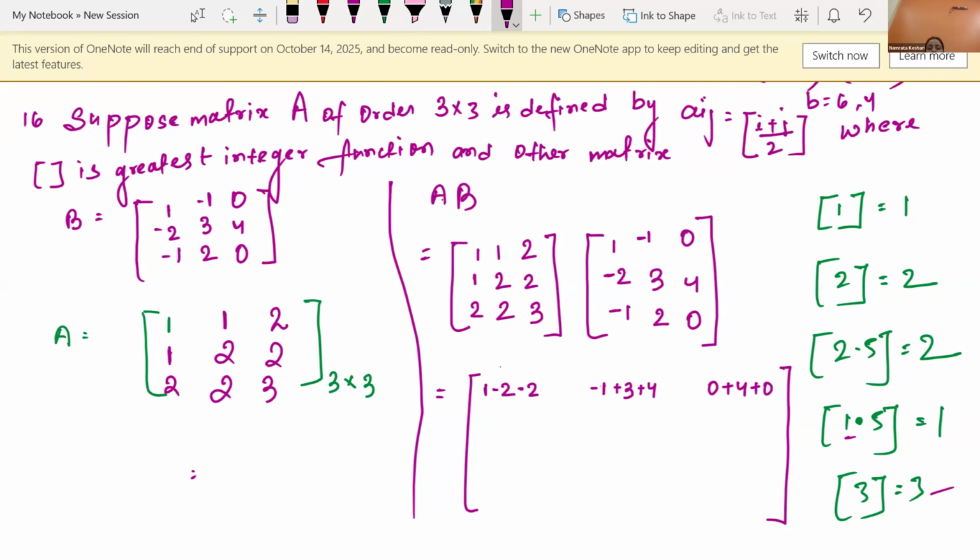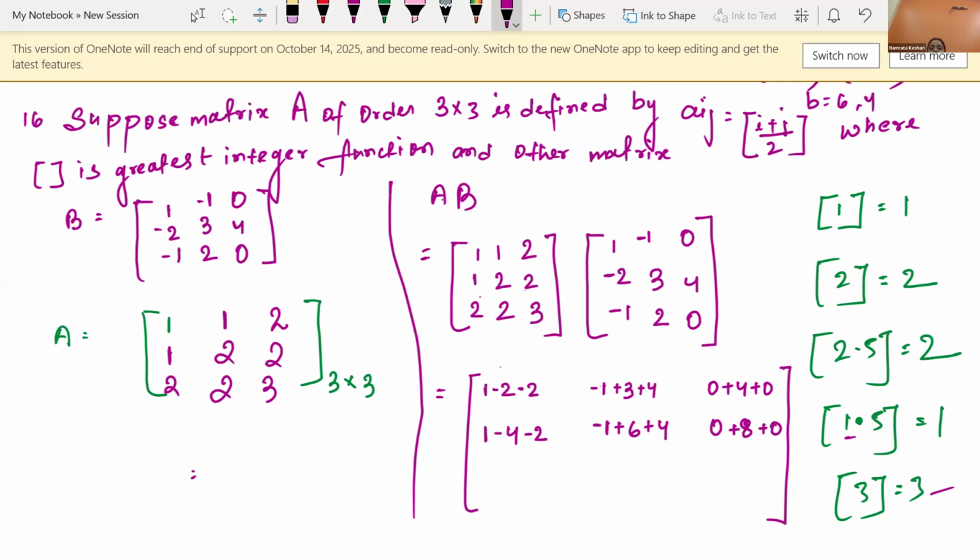So 1 into 1 is 1. 2 into minus 2 it's minus 4. And 2 into minus 1 it's minus 2. 1 into minus 1 is minus 1. 2 into 3 is 6. And 2 into 2 is 4. 1 into 0 is 0. 2 into 4 is 8 and 0.